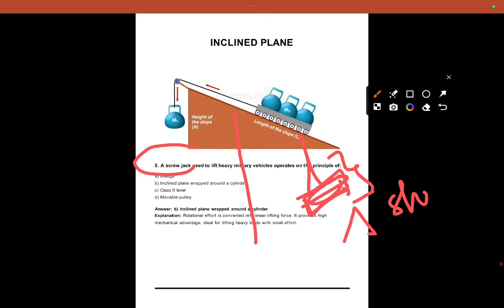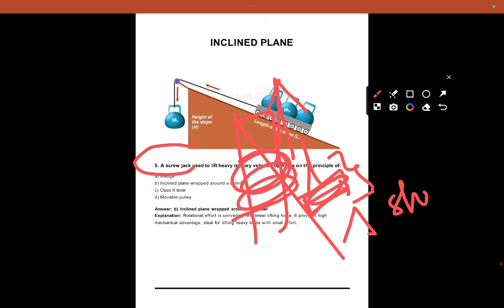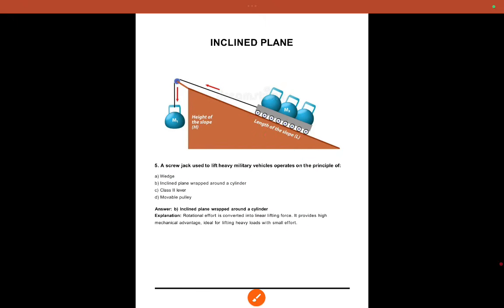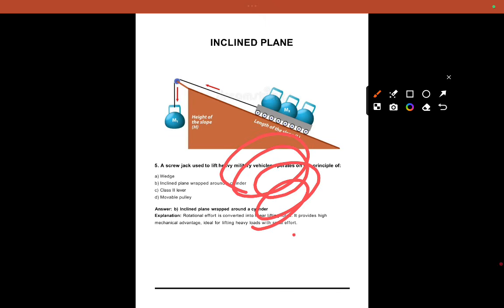See, it is just like this. When we are turning like this, it is increasing its length. So rotational effort changes to linear lifting, and this we call an inclined plane wrapped around a cylinder, and this is the principle we are using. Just remember, when we are rotating like this, the wheel is increasing linearly. This is the principle used in the screw jack.